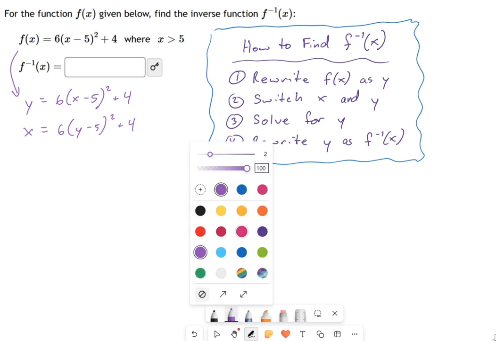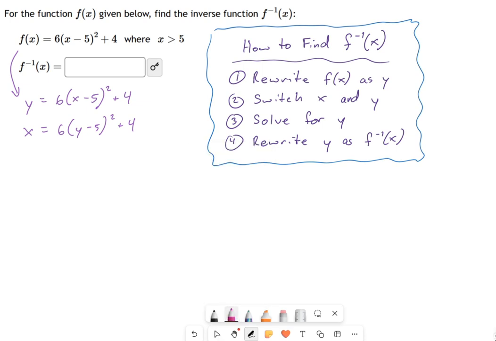Now we come to the only hard step when you're finding inverses. Step number 3, solving for y. That means get y by itself. And you can see there's a lot of stuff on this side, a lot of junk that is keeping y from being by itself. We have to peel those layers off one at a time. The very first thing I'm going to do, I'm not going to write all the steps, is subtract 4. So what do I get there? I get x minus 4 equals 6 times (y minus 5) squared.